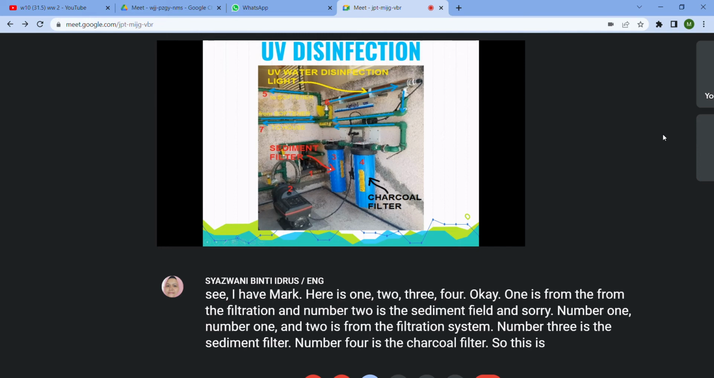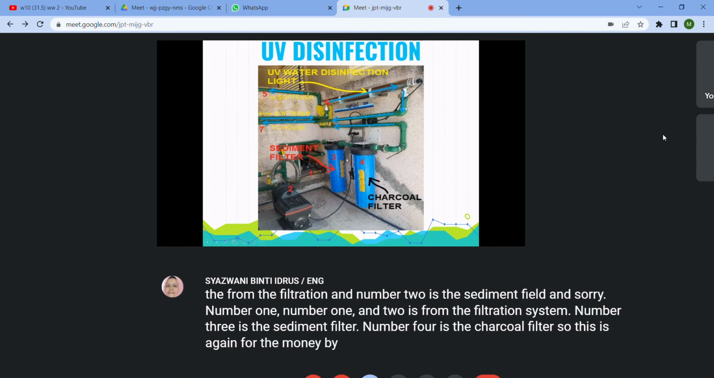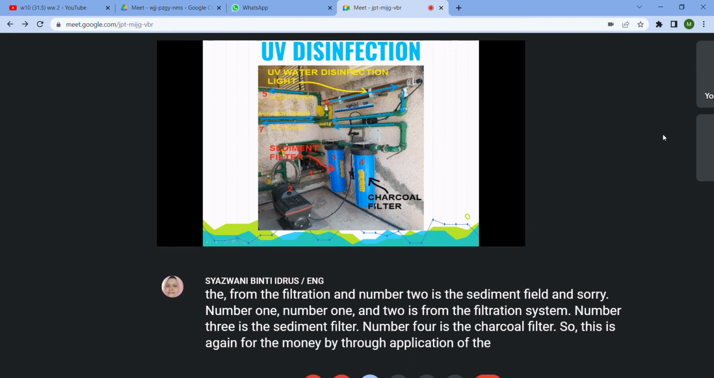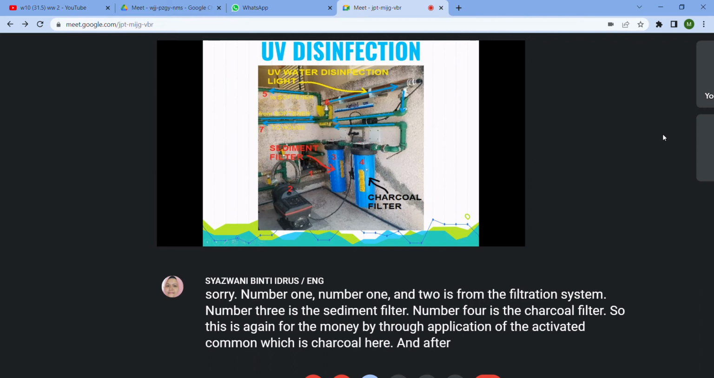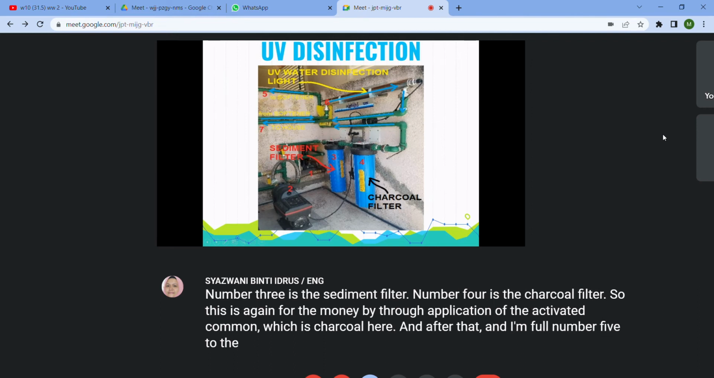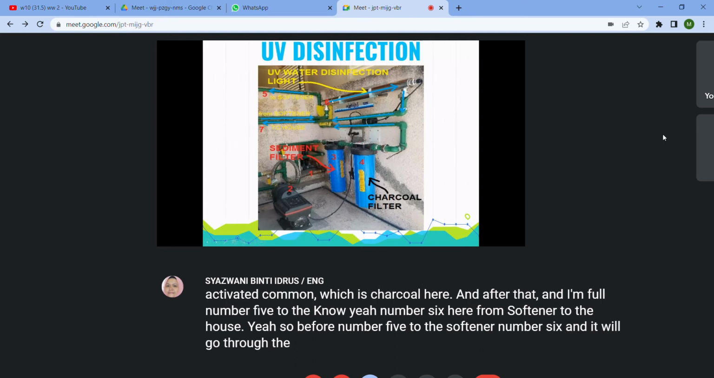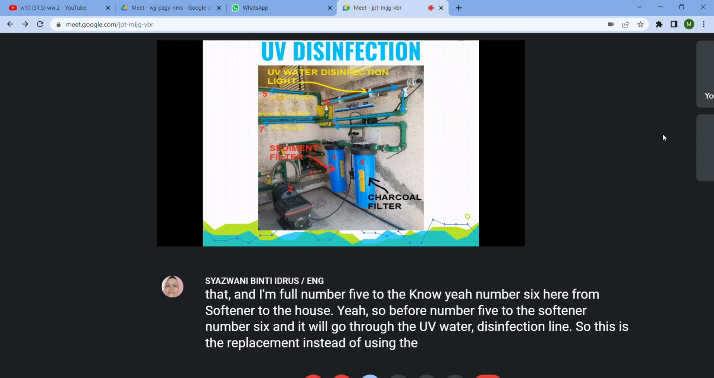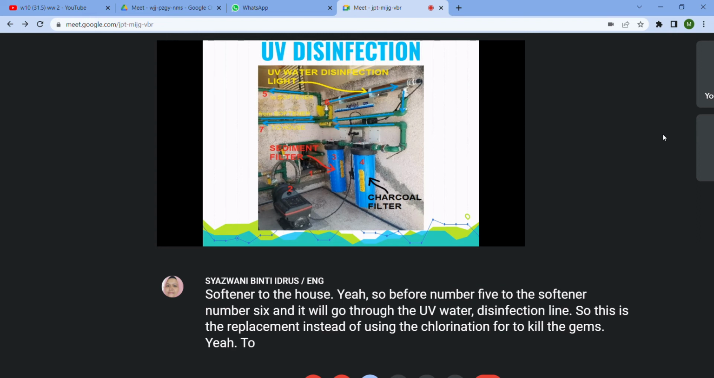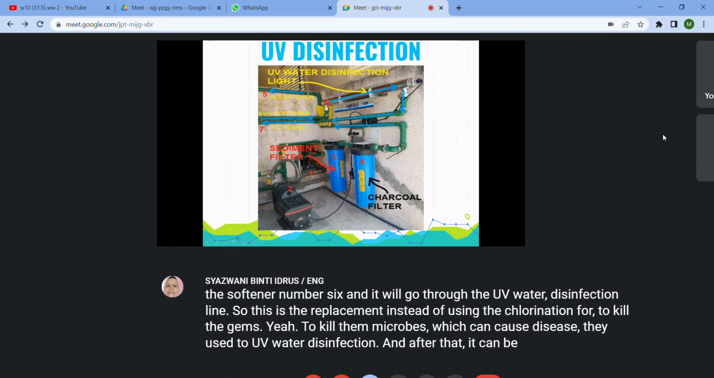So this is again further improvement through application of the activated carbon, which is charcoal here. And after that, number 4, number 5 goes to the softener. Number 6 is from the softener to the house. Before number 6 it will go through the UV water disinfection line. So this is the replacement for chlorination to kill the germs, the microbes which can cause disease. They use the UV water disinfection, and after that it can be released to the consumer.